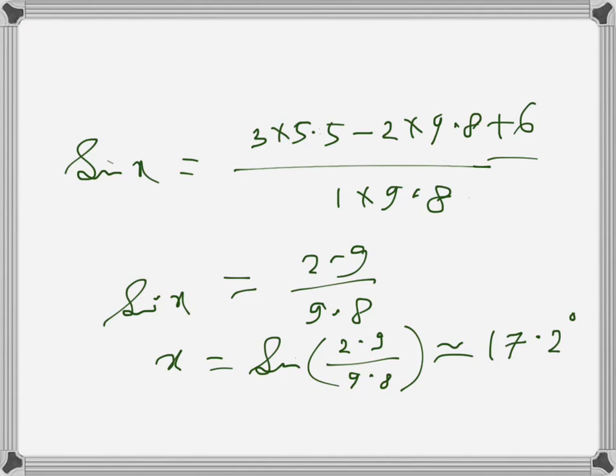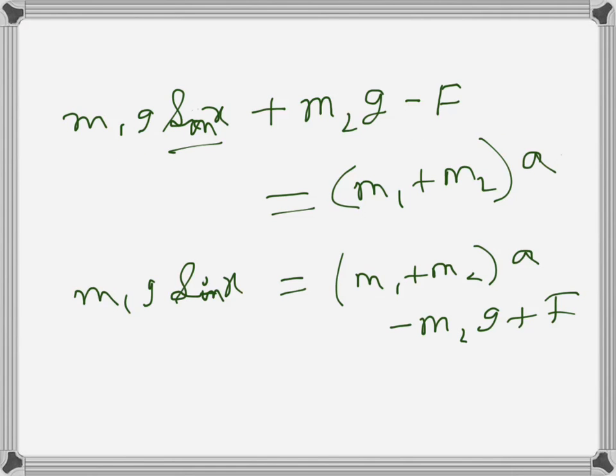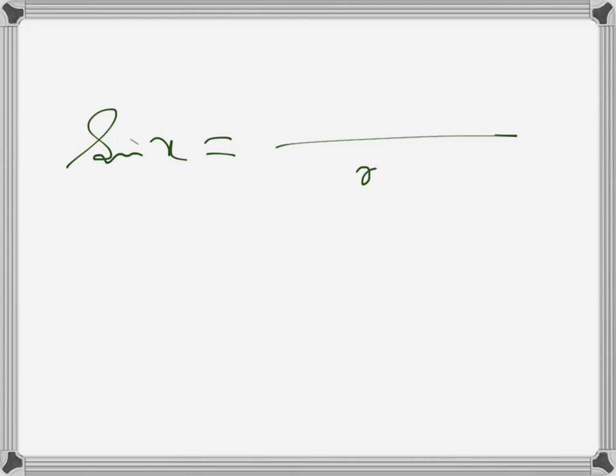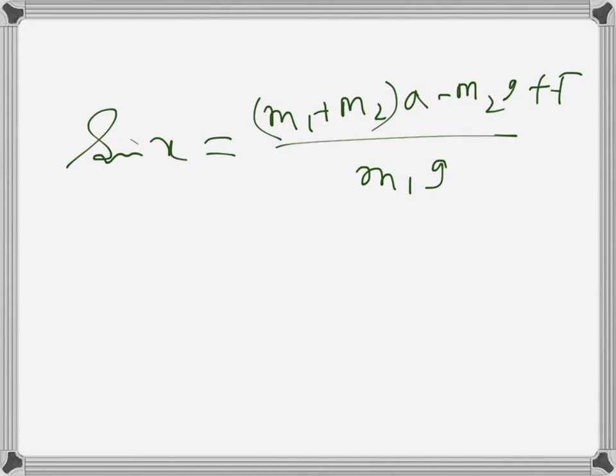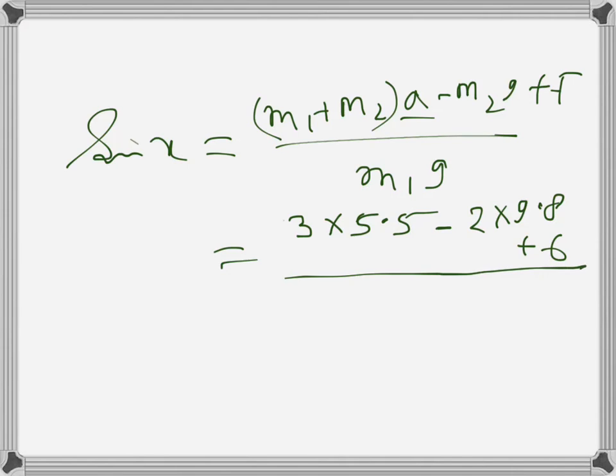Oh sorry, there's something else here. So sine x now is becoming M1 plus M2 times A minus M2G plus F, all over M1G. So M1 plus M2 is here 3, 1 plus 2, that is 3 times 5.5, because A is 5.5, minus M2 is 2 times 9.8, G is 9.8, plus 6, because F is 6, and in the denominator we will have, since M1 is 1, so 1 times 9.8.